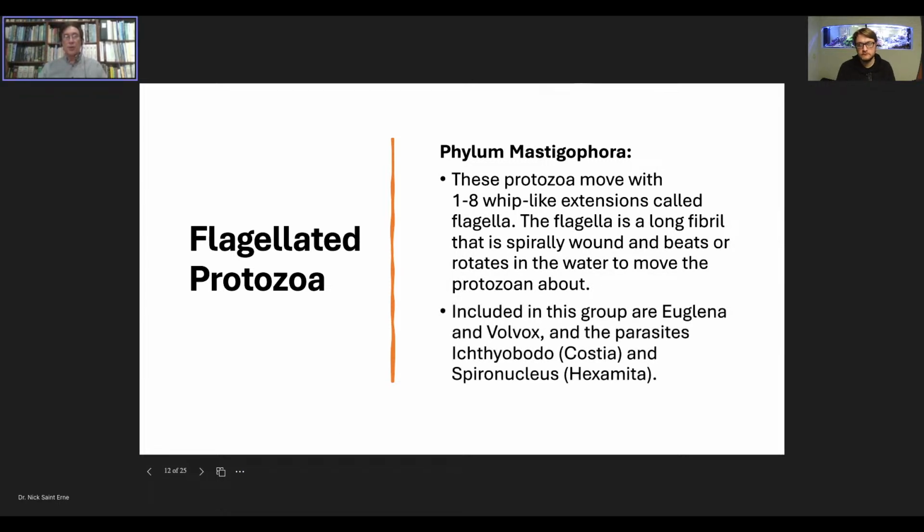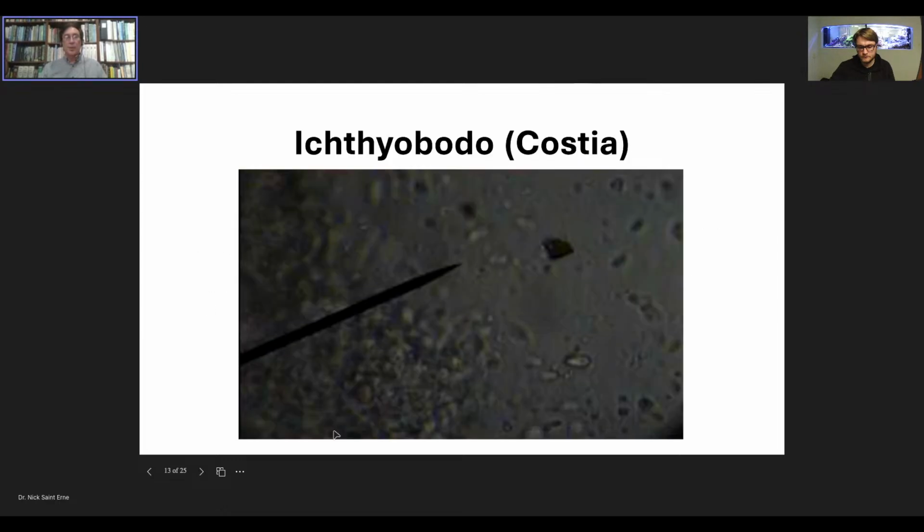And so Euglena and Volvox are things that swim around that are not parasites, but the ones we normally deal with are Ichthyobodo and Spironucleus. In older literature, you might see those called Costia and Hexamita. And so here's what they look like.